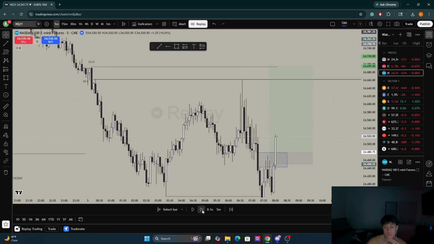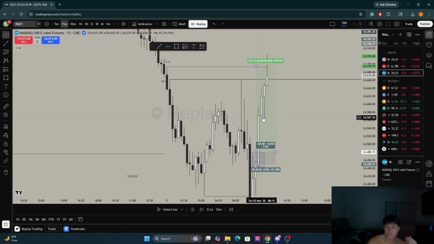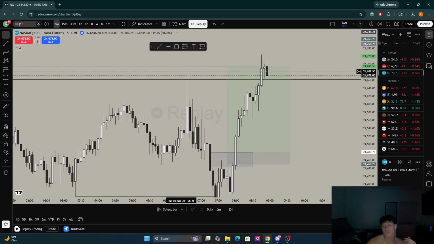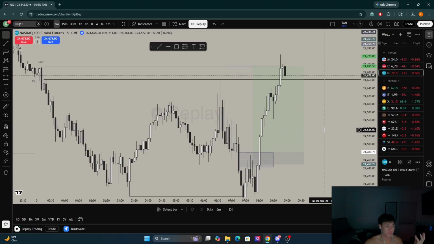And if we play it out, we took it out. We got a 15-minute retracement too on the 15-minute time frame into this gap for another entry if you guys want it. But that's the gist of the model itself.